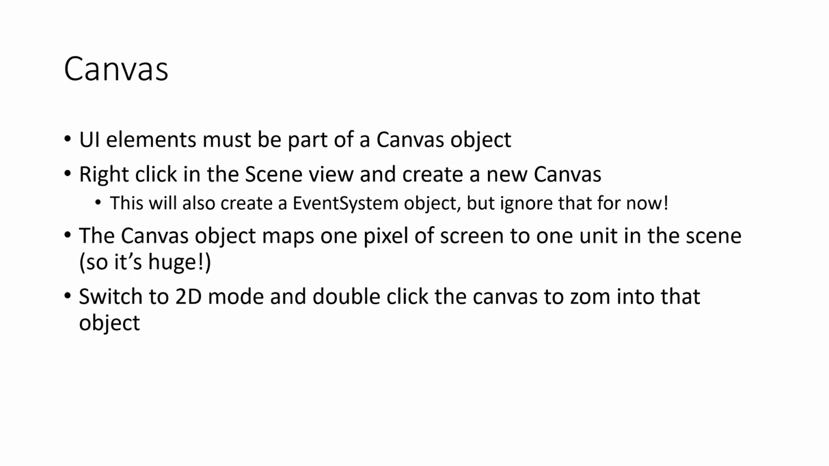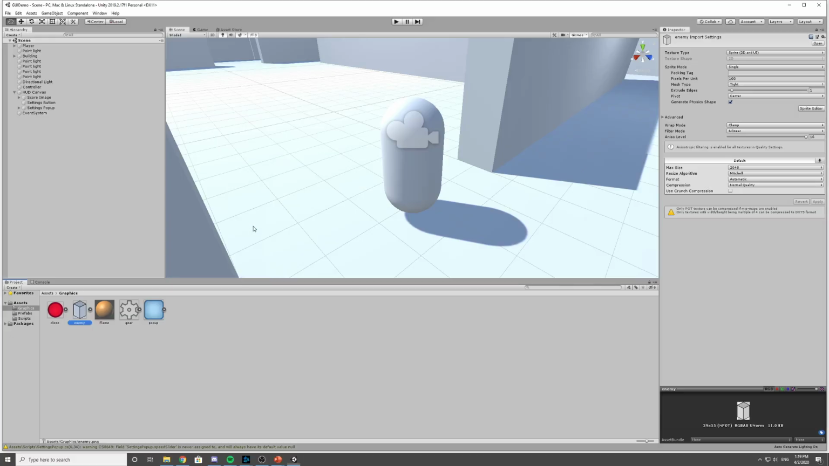The canvas object is going to be enormous because it maps one pixel of the screen onto one unit of the scene. So it's really, really big. To see your canvas after you've done this, if you look up here, I don't know if you've noticed this, but there's a 2D mode here.